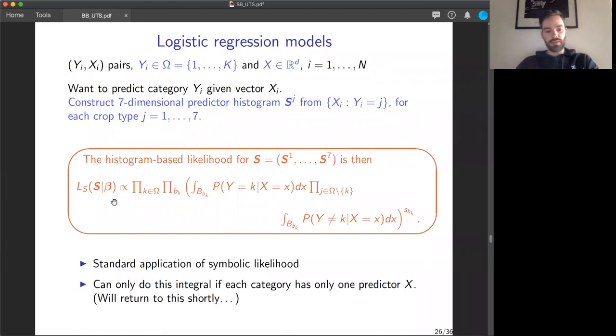So what you can see is that the likelihood is the product over each of my K outcomes, and then the product over the bins in each of these 7-dimensional histograms. There I need to compute the integral of each of my probabilities, and everything is raised to a power. One issue is that these integrals can only be done analytically if you have one predictor. With more than one predictor, you will need to use some computational tools for that.